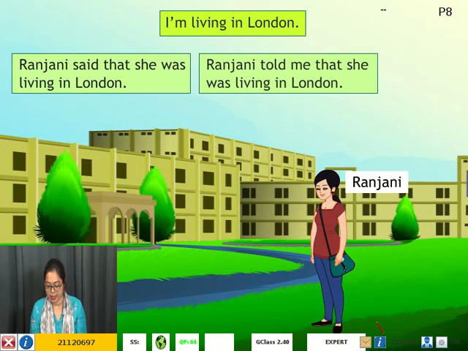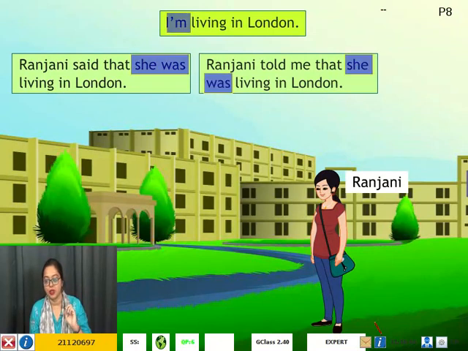Just have a look at the sentences. In the first place you see, I am is highlighted in the direct speech. Yes, I am is highlighted. In the second sentence you see, she was is highlighted. And in the third sentence also, she was. That means I am gets converted into she was. I, first person singular, gets converted into she, third person singular, and am becomes was. Now after I am, what did they use?